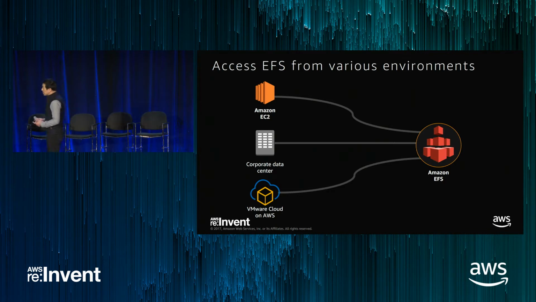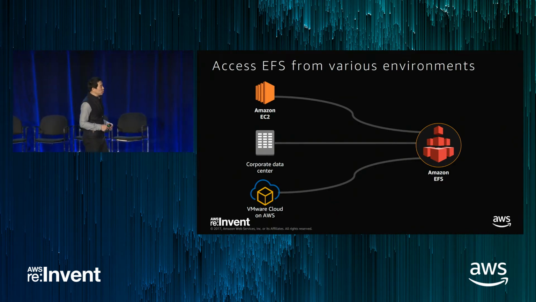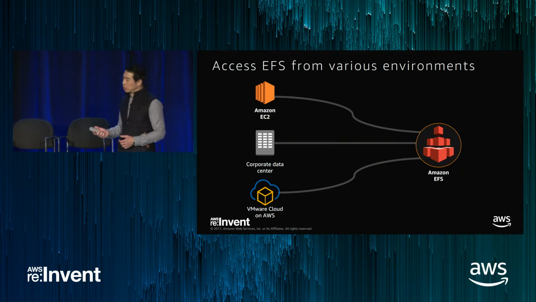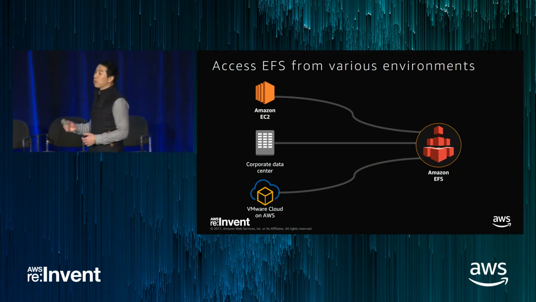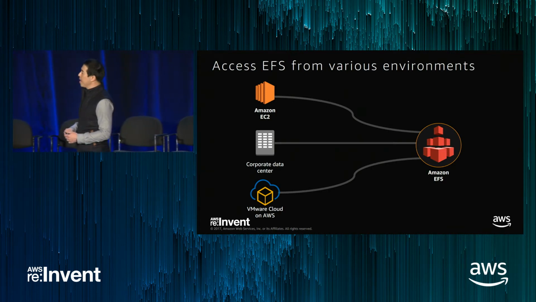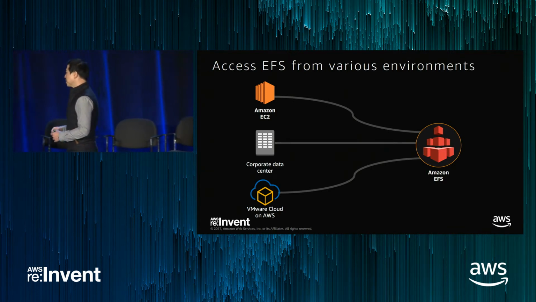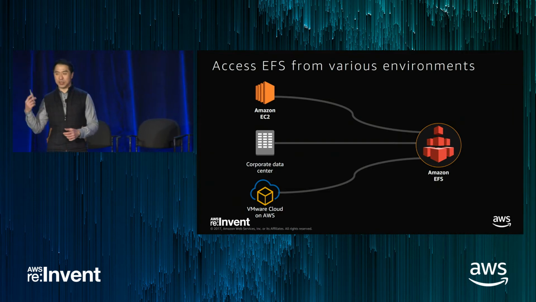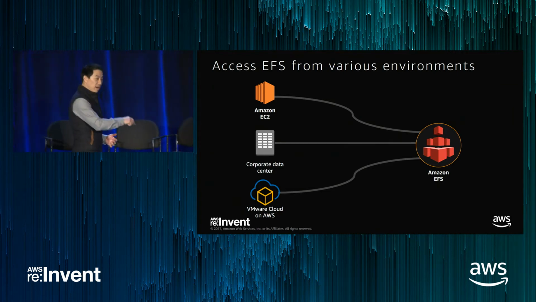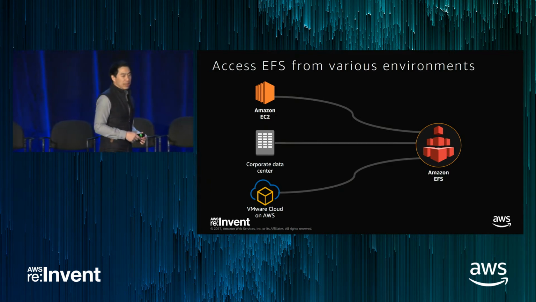You can also access EFS in a few different ways. One is by multiple EC2 instances within your VPC. You can also mount EFS from on-premises hosts in your data center over Direct Connect. And we are also happy to announce that you can also use EFS as shared storage for any applications running on and in the VMware cloud on AWS.